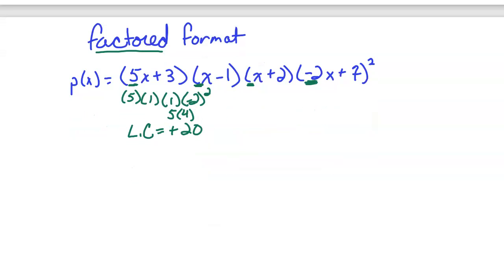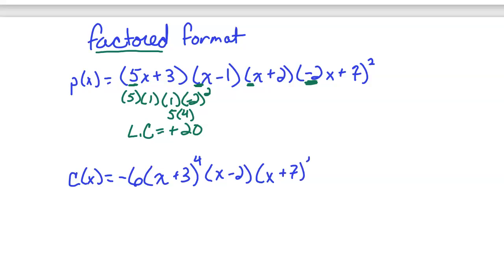Where it's in factored format. Maybe it is c of x is equal to negative 6 times x plus 3 to the 4th power times x minus 2 times x plus 7 squared times negative x plus 8 times negative 3x plus 4.